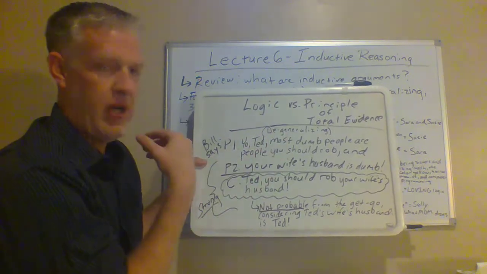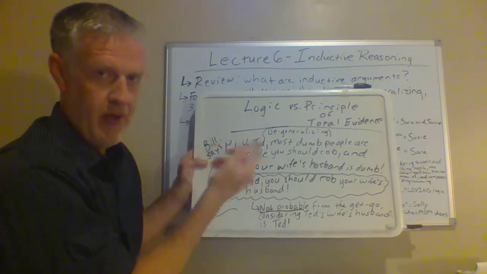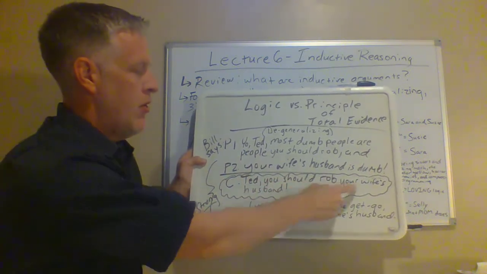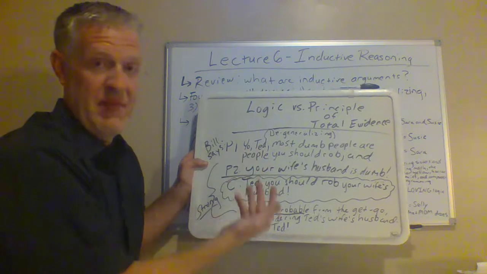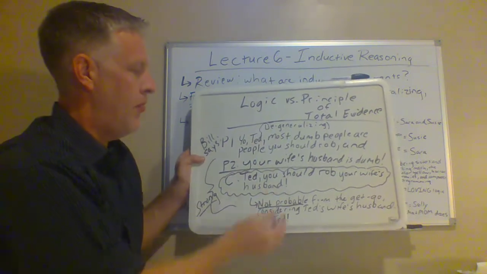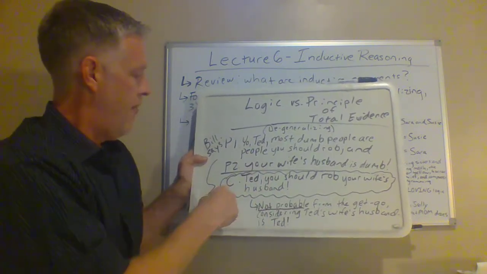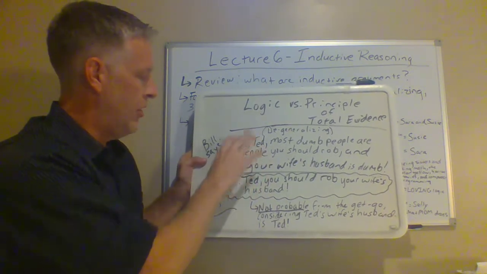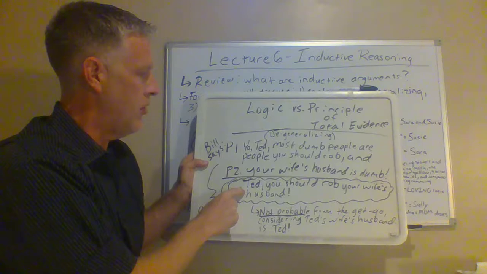We know it, again, on the face of things, given that if you reflect on it at all, you realize that his wife's husband is himself, right? So not very probable that he should rob himself, okay? Nevertheless, this is actually a relatively strong argument for this conclusion.